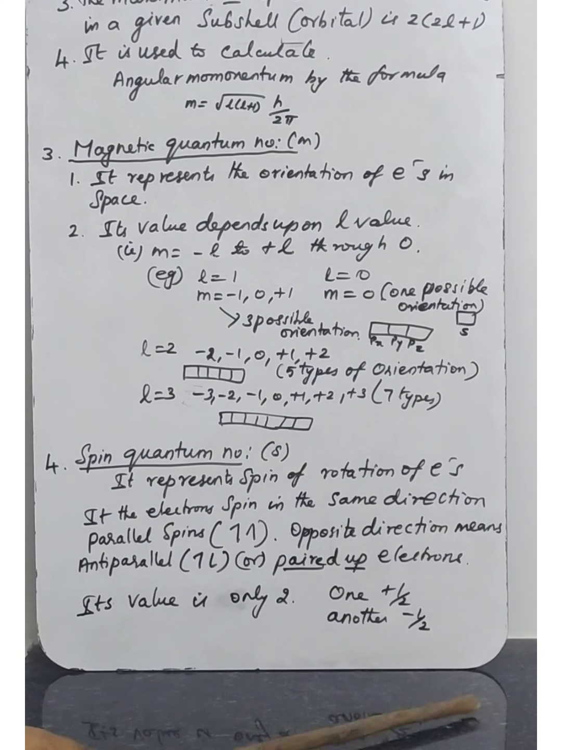What is meant by paired up? One is positive, one is negative, so they will be attracted to each other. Then we say it is paired up. That's why they are called paired up electrons or anti-parallel spin. One is in the upward direction, another in the downward direction. The spin quantum number has only two values: plus half and minus half. One electron spinning upward means plus half, and another electron spinning downward means minus half.